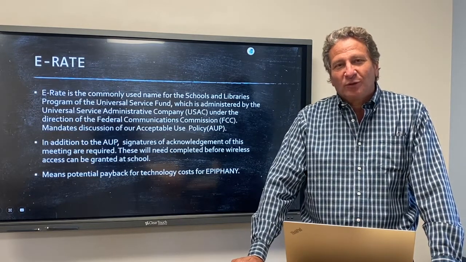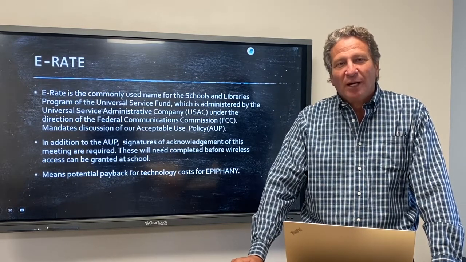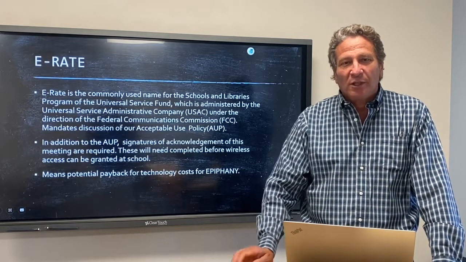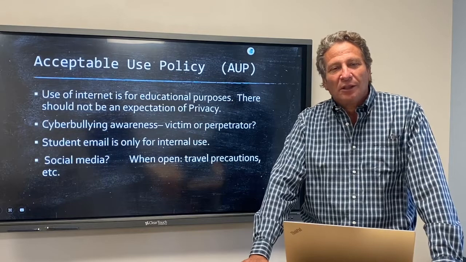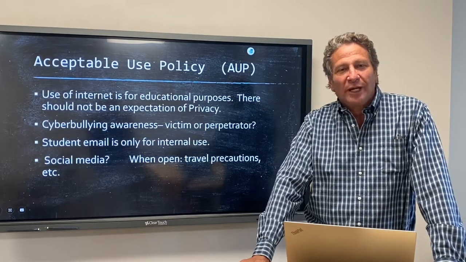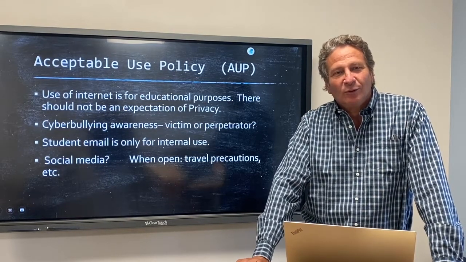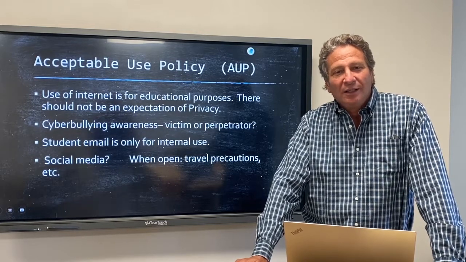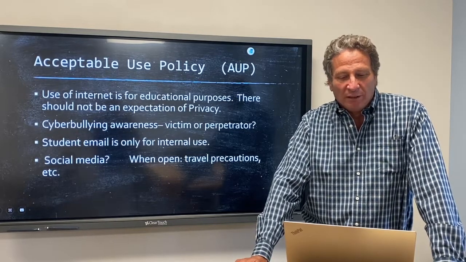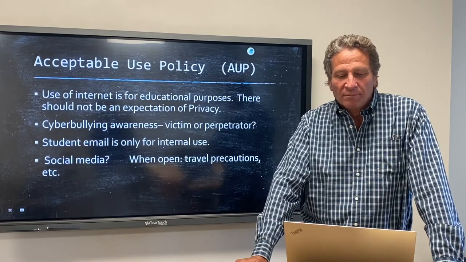What does that mean for schools? Potentially pay back for some of our technology expenses. The acceptable use policy is part of the school handbook, in addition to something that you will be asked to view and read when we send out the family and student information forms.